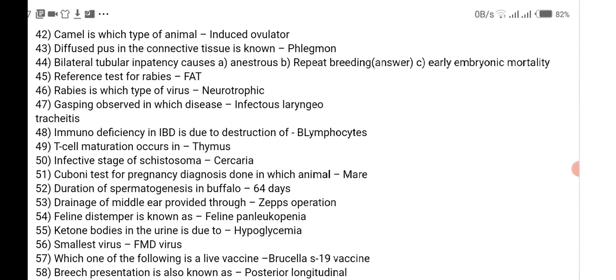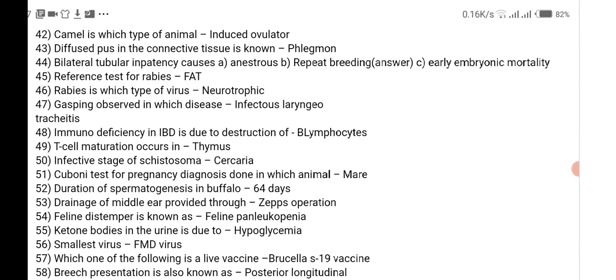Immunodeficiency in infectious bursal disease is due to destruction of B lymphocytes. T cell maturation occurs in the thymus. Infective stage of schistosoma is cercaria. Cuboni test for pregnancy diagnosis is done in mare.